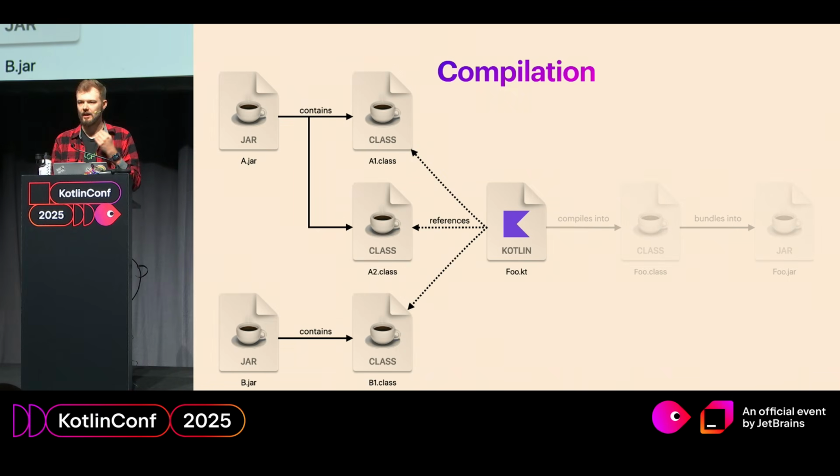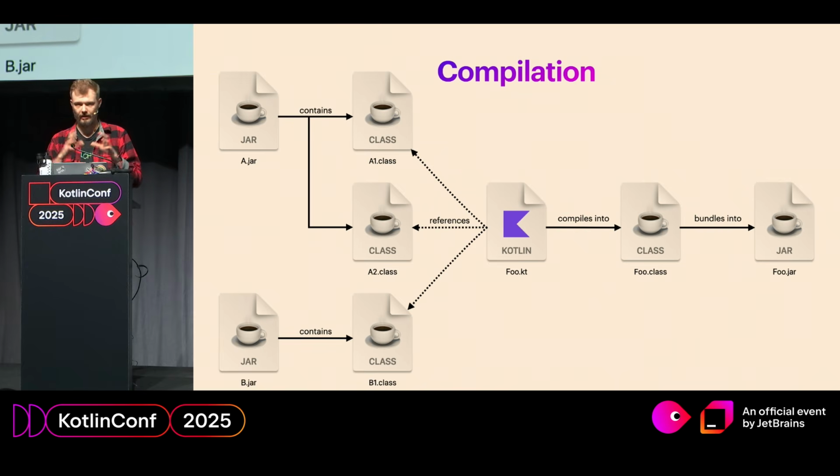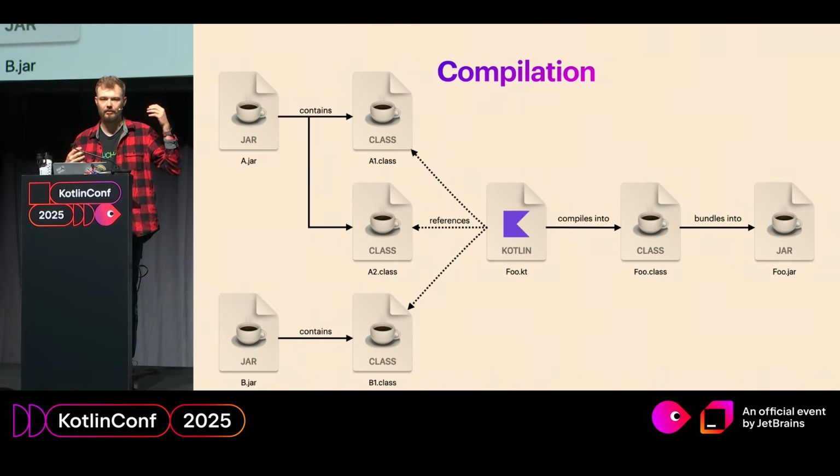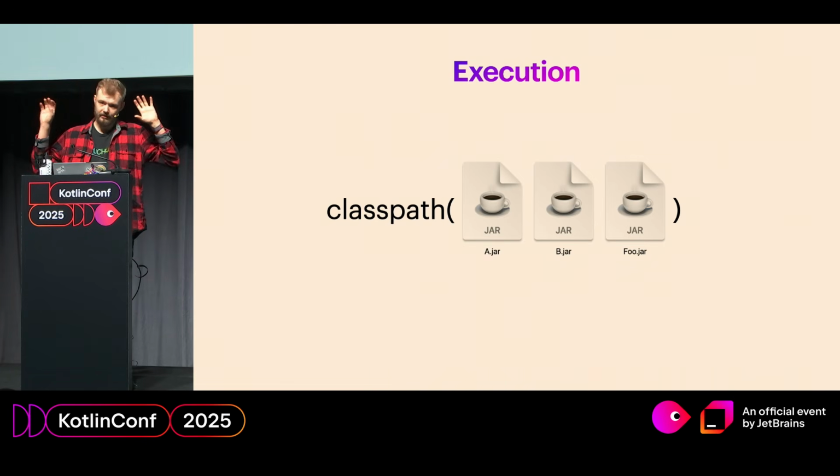And then our Kotlin or Java code, whatever you use, hopefully Kotlin at KotlinConf, depends on those classes and those declarations in those class files. And then compiles into our own class file. So then, once we're ready, usually with other class files in our project, we bundle everything into a jar file of our own. And those jar files, all three of them, become our class path when we're executing.